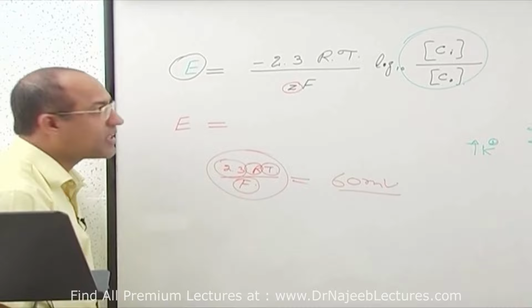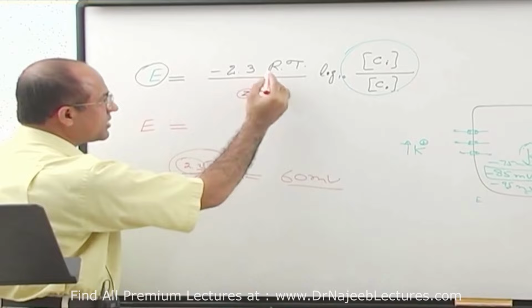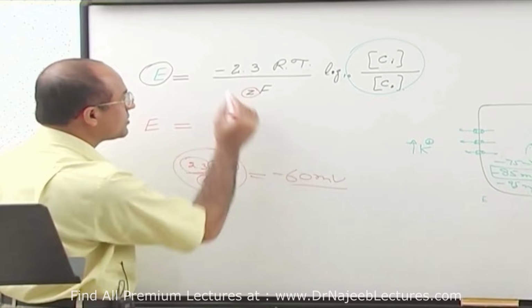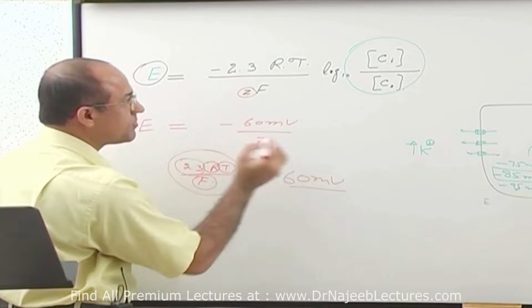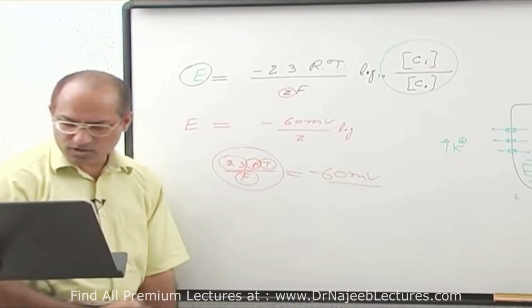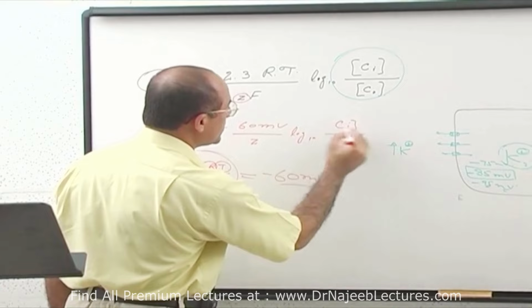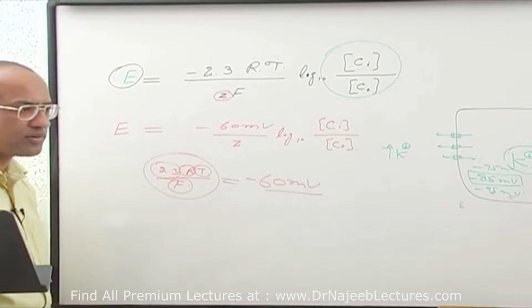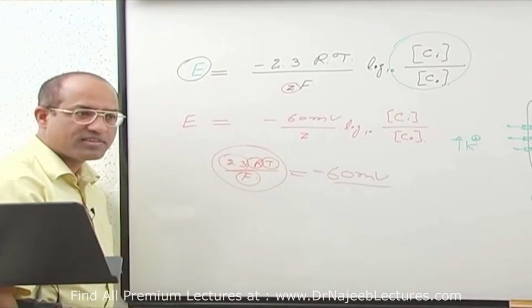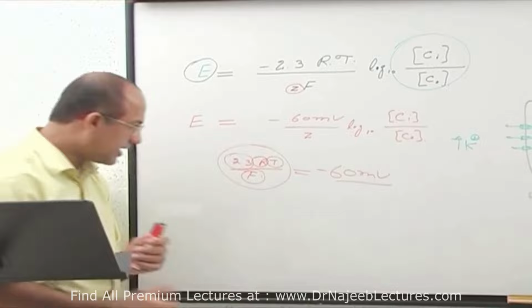What does it mean? Now, this equation can be simplified: make this part disappear, this part disappear, this part disappear, and this part disappear. So it will become, with the minus of course, minus 60 millivolt by Z into log 10 of the concentration inside by the concentration outside of any ion we are looking for, if the membrane is permeable to that. I hope this is making some sense. To make more sense out of it, we'll do an experimental calculation, so that we really see what is there.